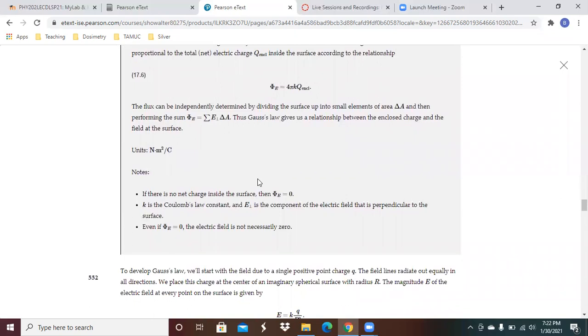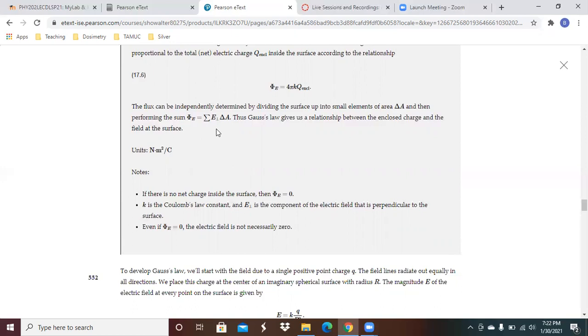The flux can be independently determined by dividing the surface up into small elements of area delta A, and then performing the sum, basically going around and taking all of those elements of A and then taking the amount of charge that is perpendicular to that surface that's going through, add them all up, and you've got your flux. Sounds easy, right? It can be a bit more complicated than that in terms of actually executing it.